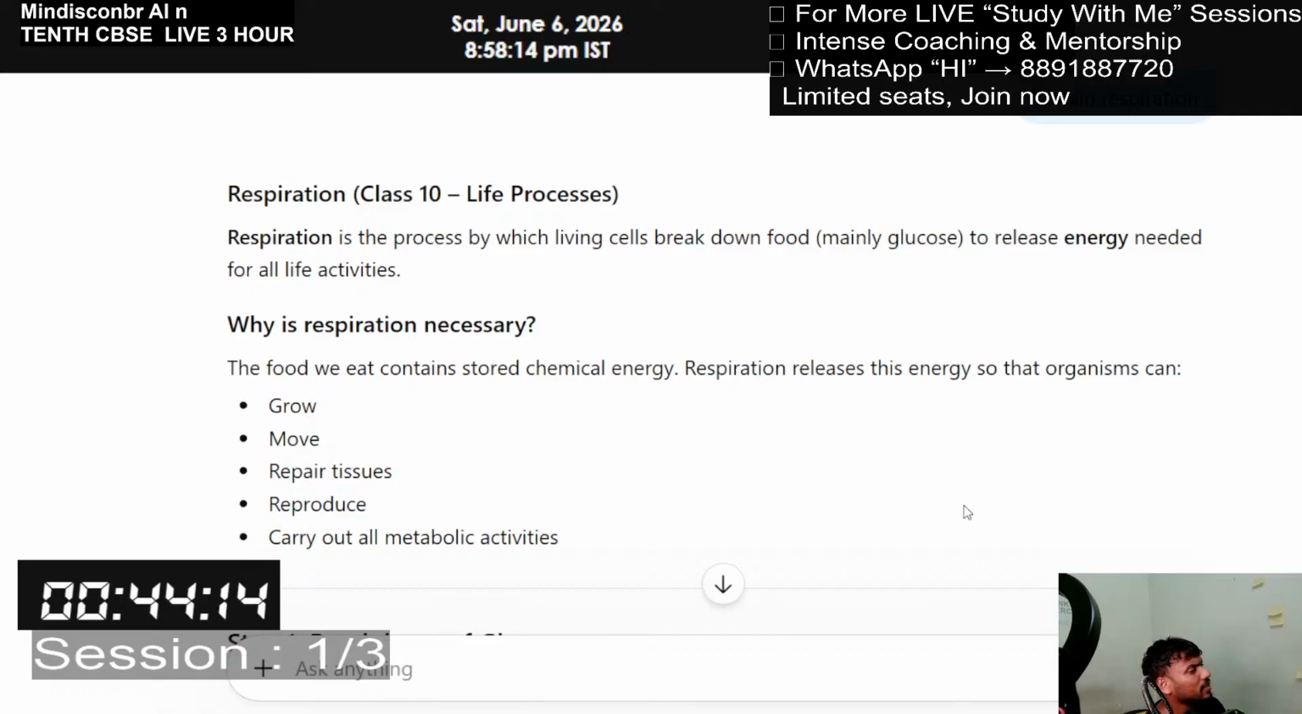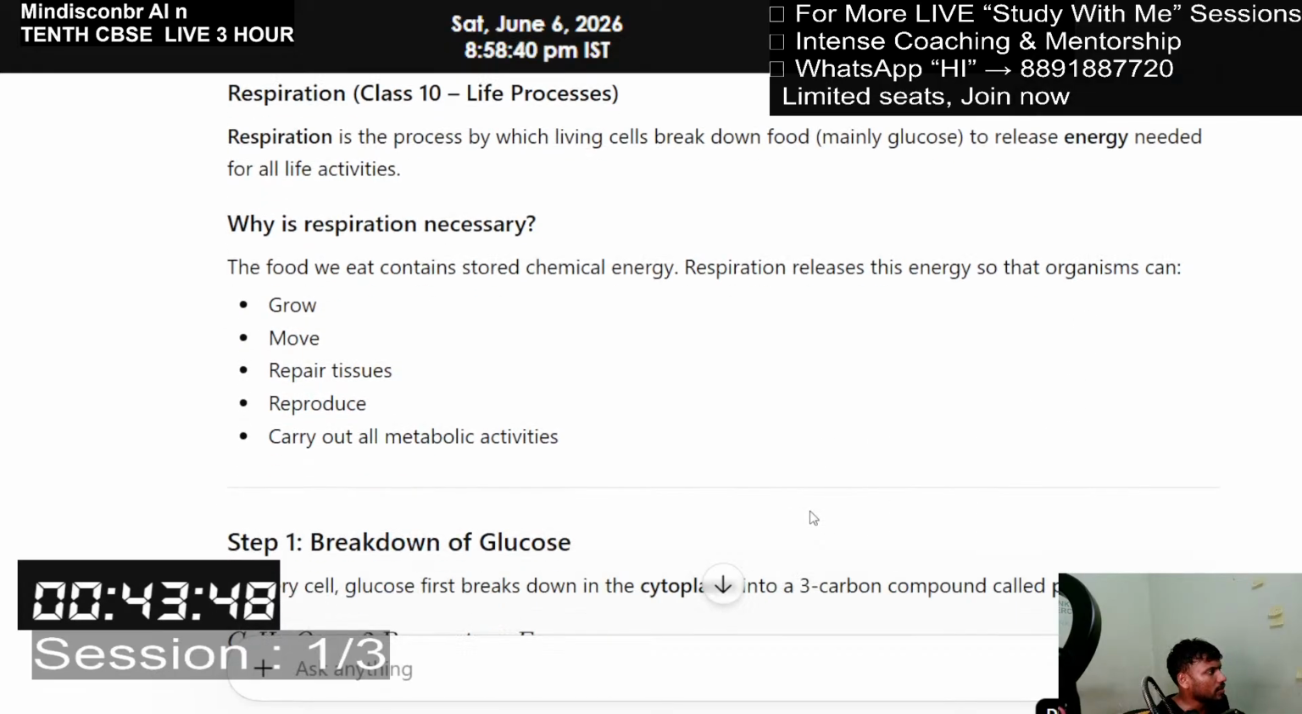Why is energy needed? For all life activities, for day-to-day growth, maintenance, body repair, we need energy. So to release that energy, breakdown of food occurs. And this breakdown of food to release energy is called respiration. Why is respiration necessary? The food we eat contains stored chemical energy. Respiration releases this energy so that the organism can grow, move, repair tissues, reproduce, and carry out all metabolic activities.